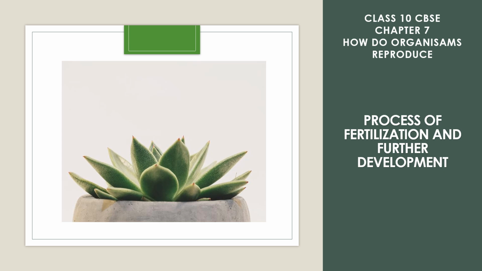In my previous class, I explained to you about the male as well as the female reproductive system, and also we studied secondary sexual characteristics. So now I am teaching for class 10 CBSE, chapter 7, how do organisms reproduce. Today we are going to discuss the process of fertilization and further development.